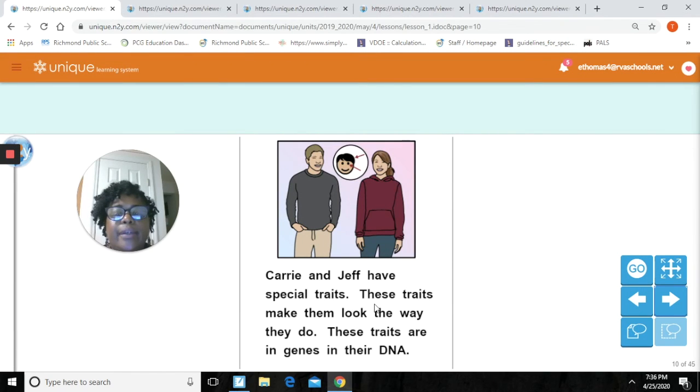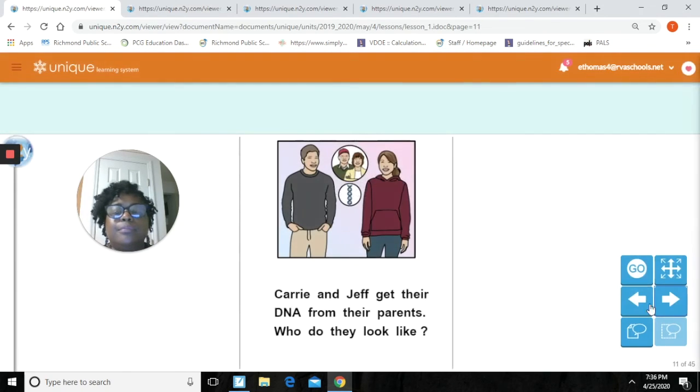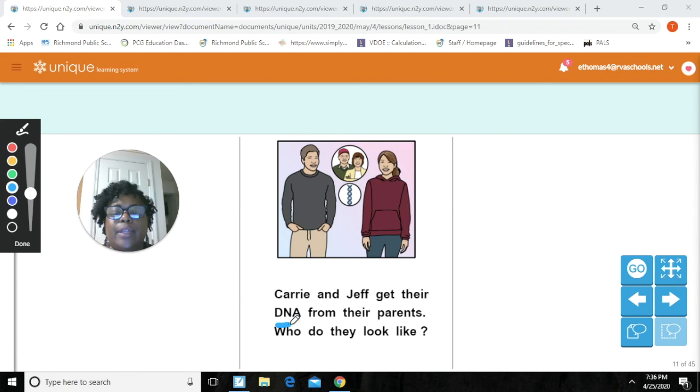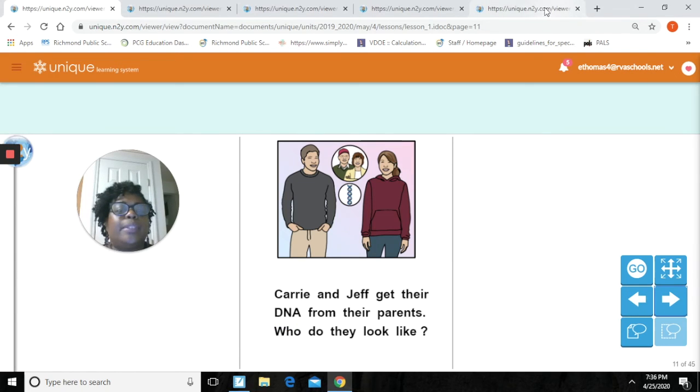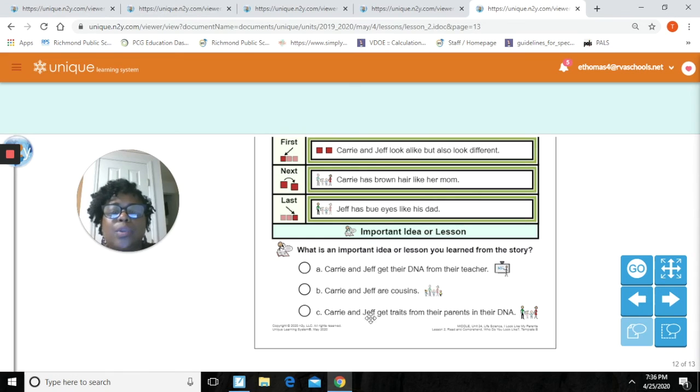And what does it say here? That Carrie and Jeff have special traits, right? And Carrie and Jeff get what from their parents? DNA, right? And it's right here. They get their DNA from their parent. All right. Let's go back over and complete our question here. And it says here, Carrie and Jeff get traits from their parents in their DNA.